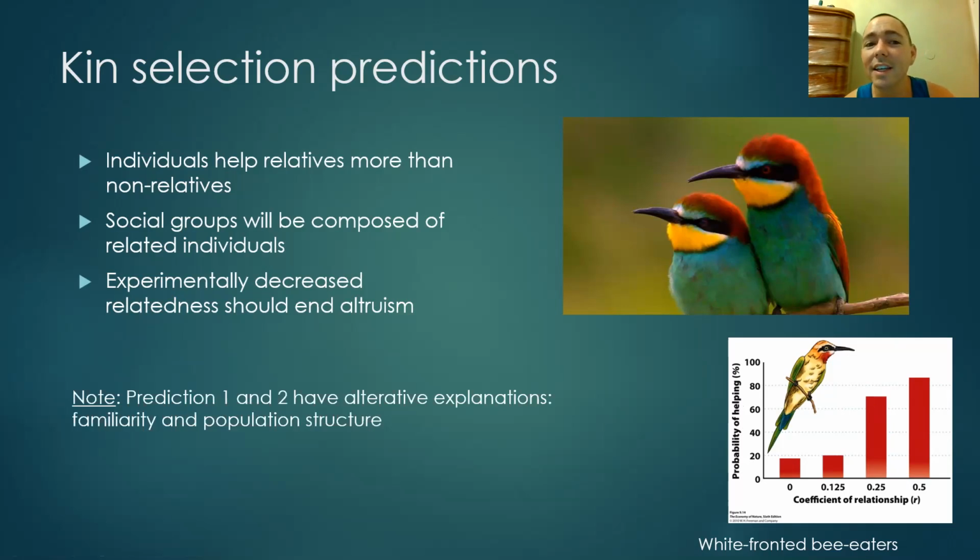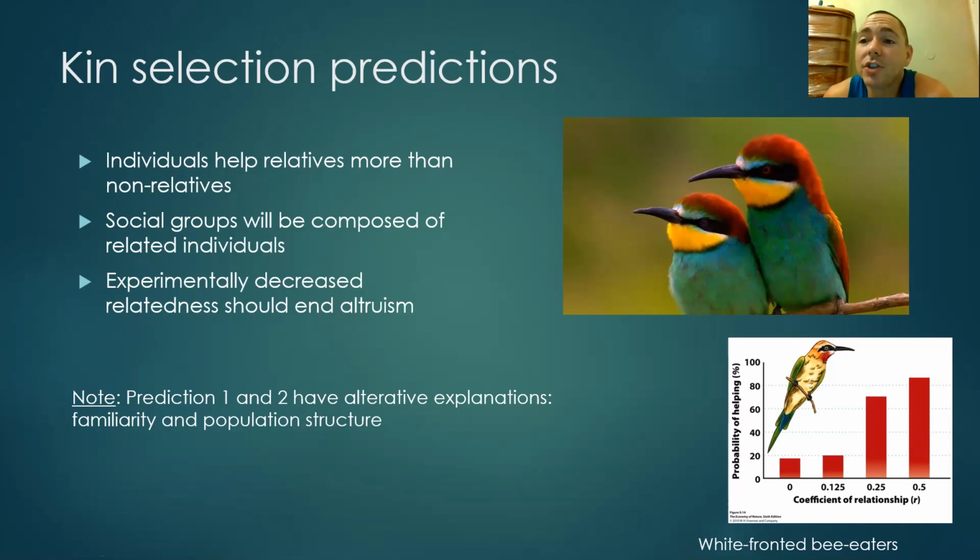Predictions 1 and 2, that individuals will help relatives more than non-relatives, and that social groups will be composed of related individuals, have alternative explanations. So they're not really great, sturdy, specific predictions that show kin selection is happening. They just sort of are consistent with the hypothesis.